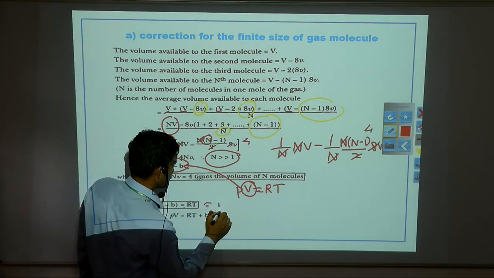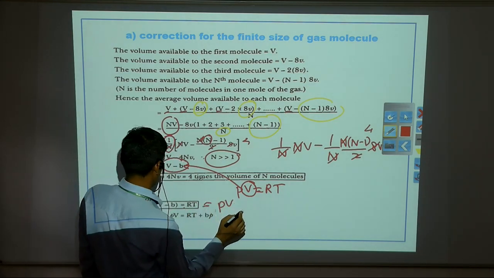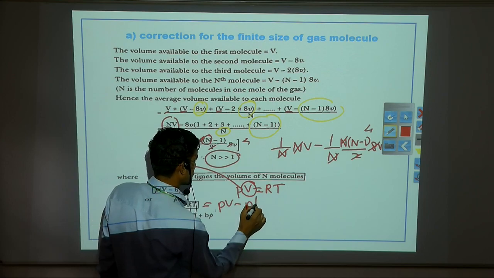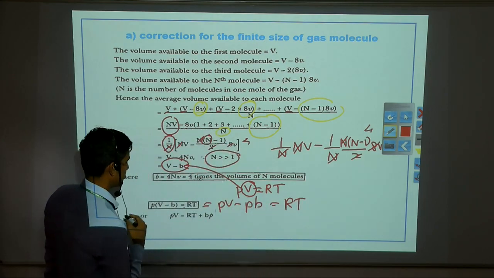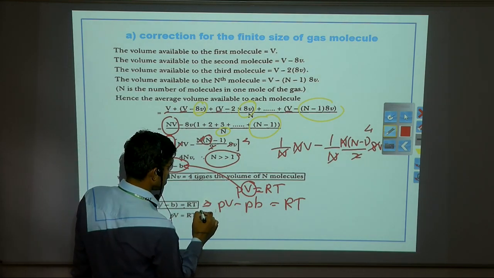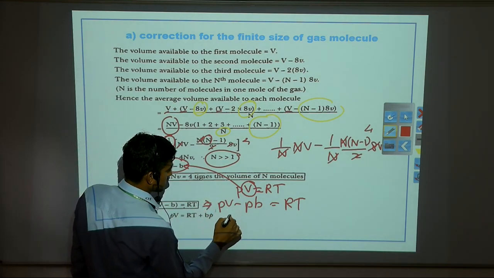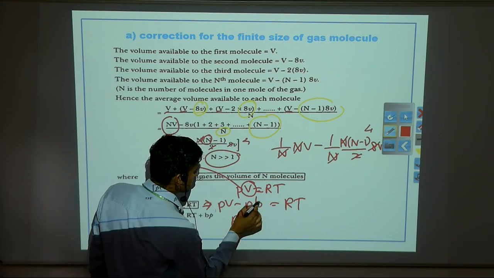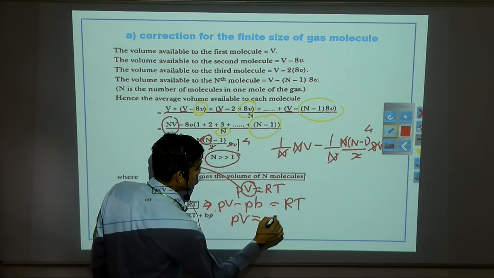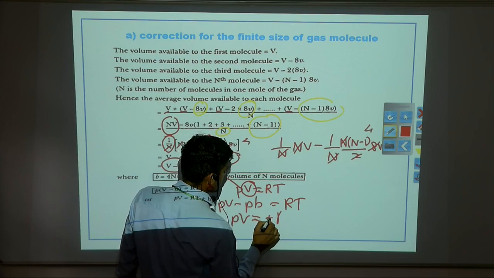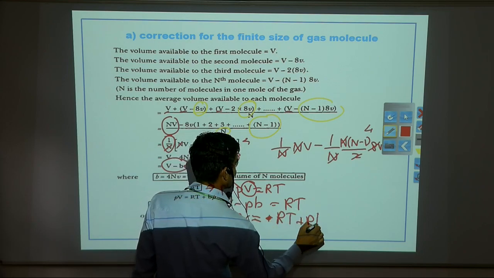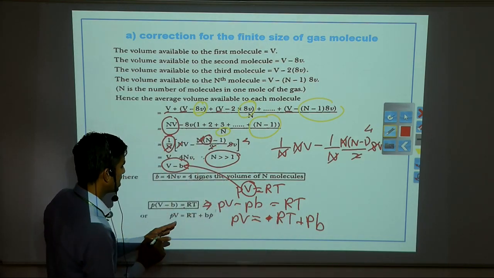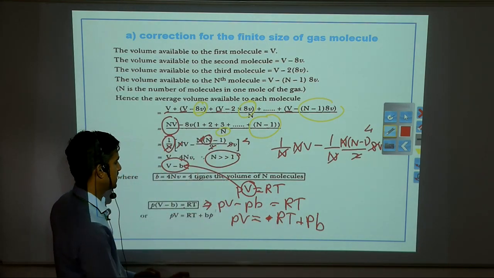By multiplying, PV minus PB is equal to RT. Correct? Next, PV is equal to, this side being a minus, RT plus PB. Correct? This is PV = RT + PB.